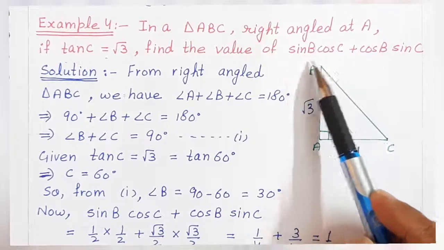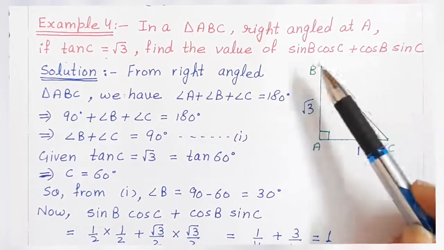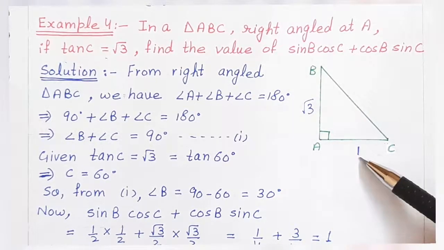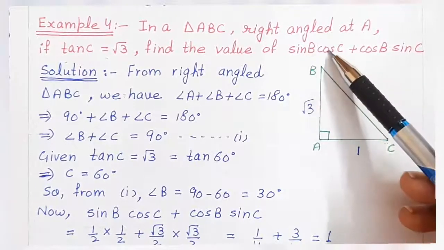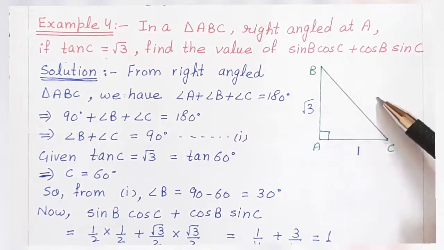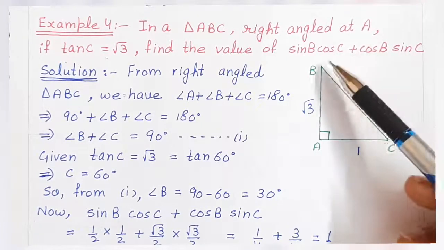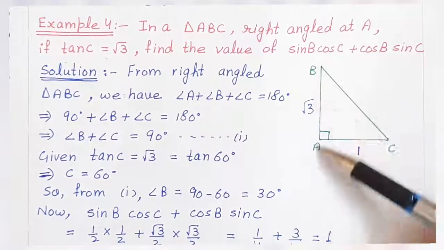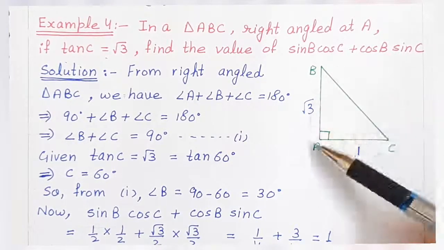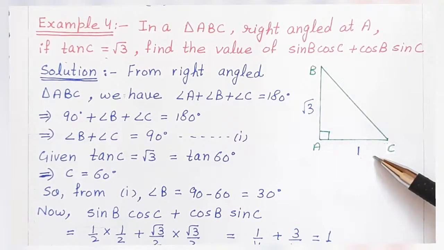sin B cos C plus cos B sin C, where sin B will be AC upon BC and cos C will be also AC upon BC, right? Similarly, cos B will be AB upon BC and sin C will be AB upon BC. So this is one of the methods that we can follow.